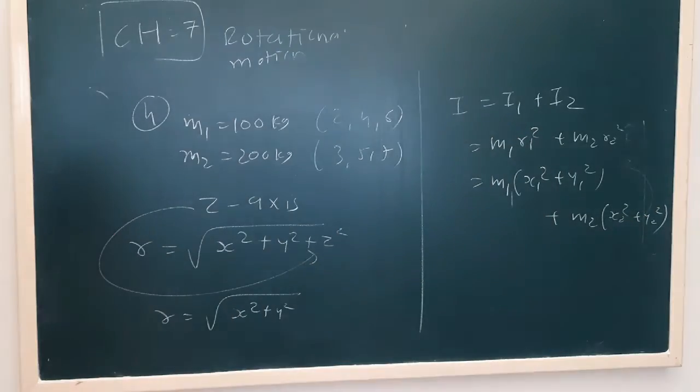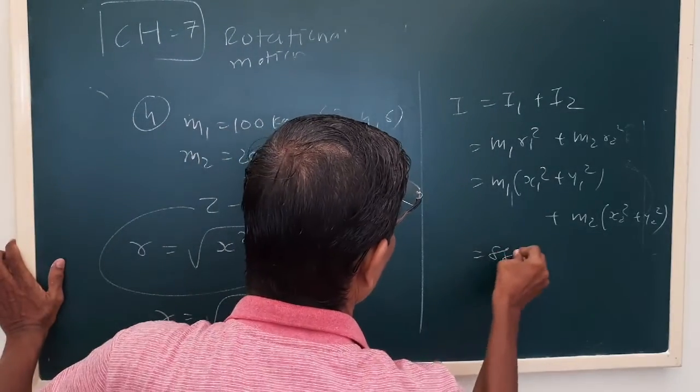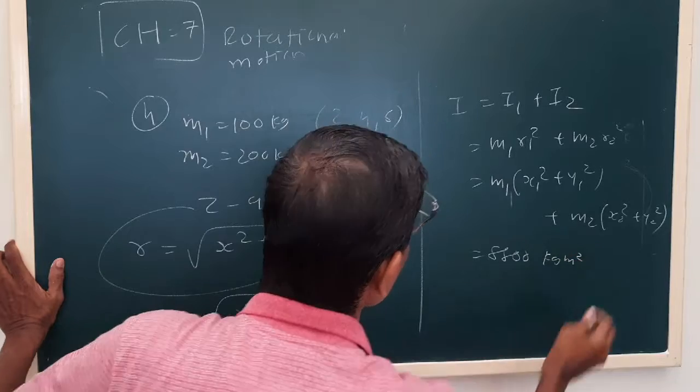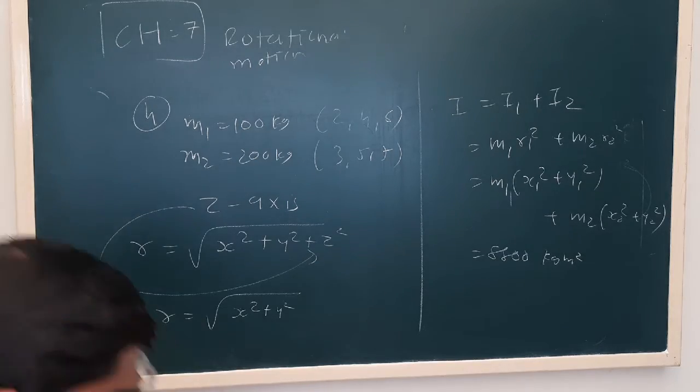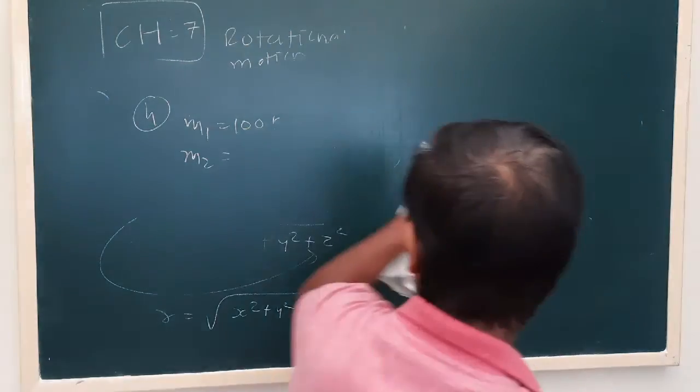See all values we are having. Okay, if we substitute this value, it turns out to be 8800. What is the unit? Kg meter square. Okay, so this is about the angular momentum of a system of particles. Now see, next is a question related to the angular momentum.